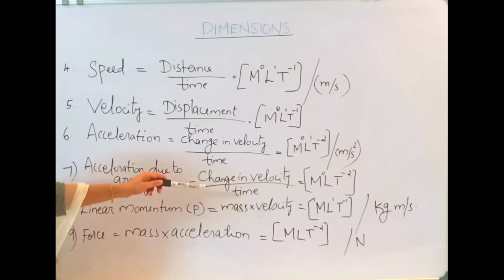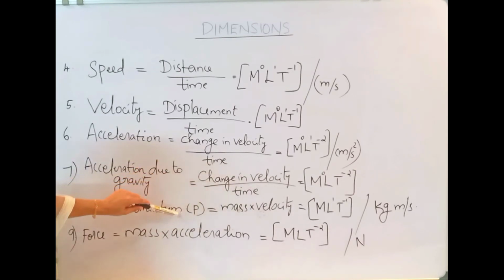It will be M L T raised to minus 1. Okay. The next one is force. How can we find the dimension of force? Okay, we have the equation. Force is equal to mass into acceleration, that is ma.